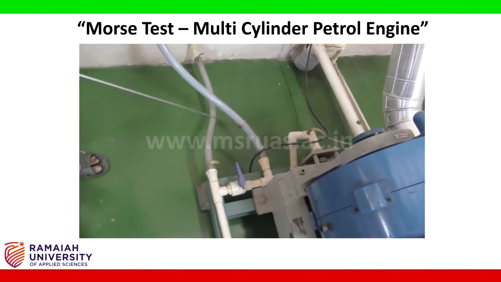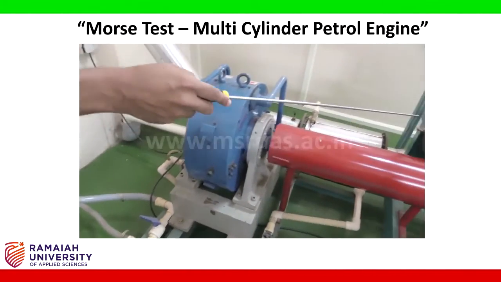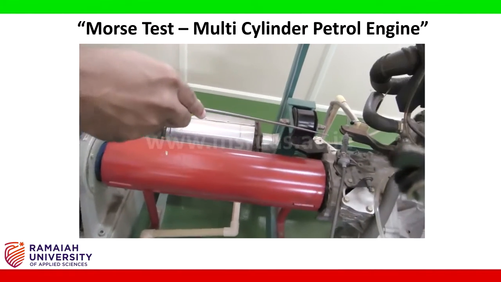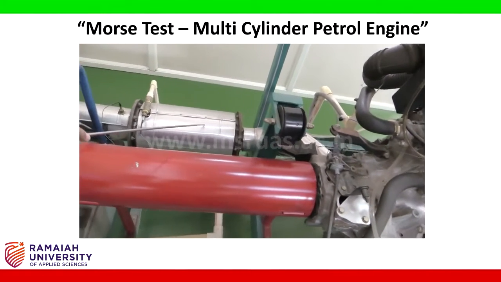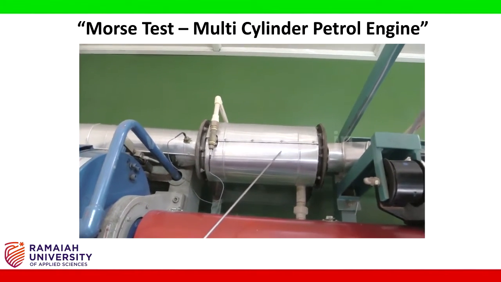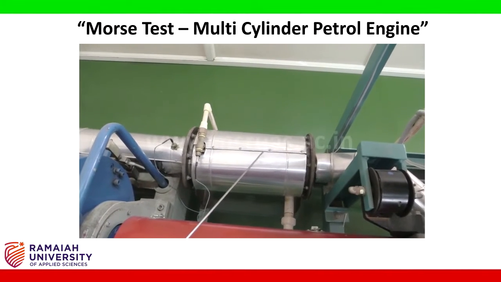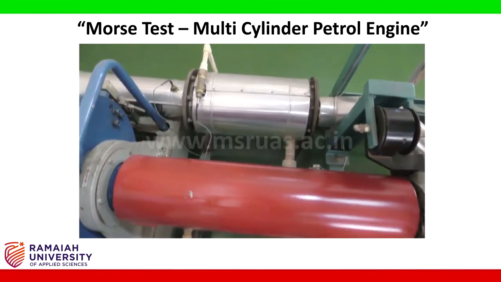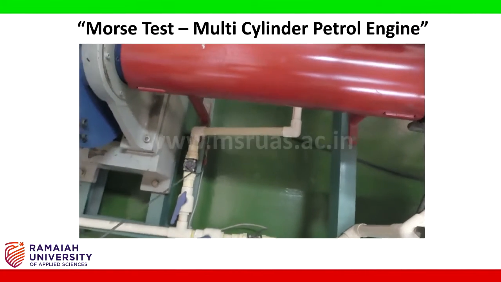And whatever the exhaust gases are coming out of the engine, this is passed to the exhaust gas calorimeter here. For this also we have to supply the water here. So for that purpose there is a water line here.